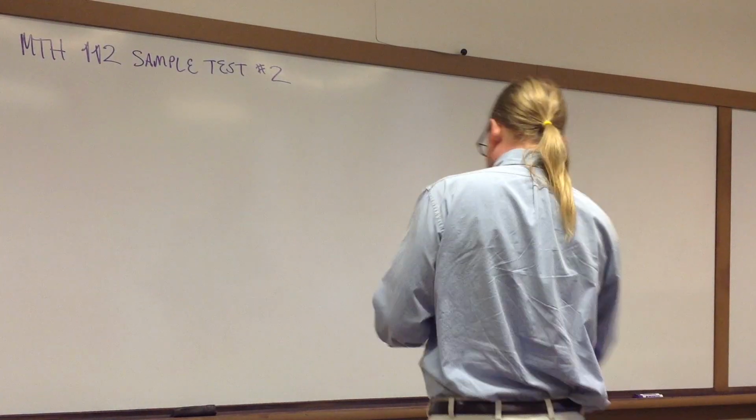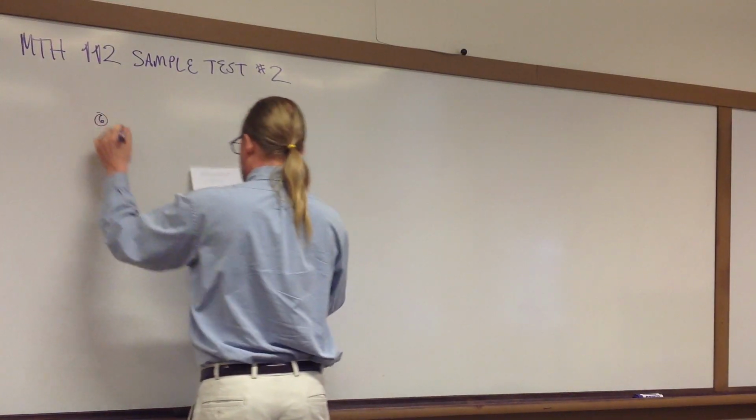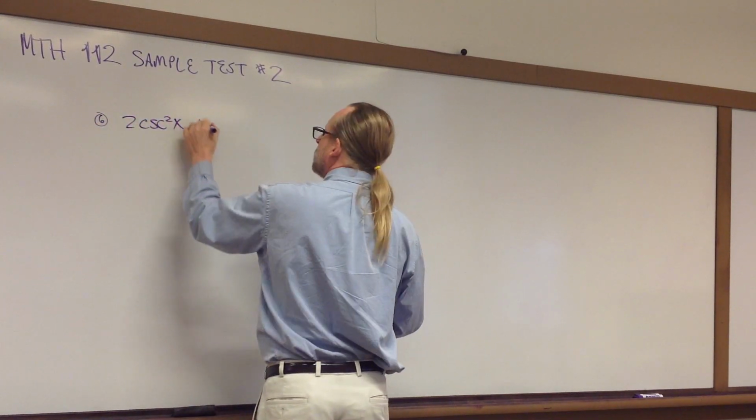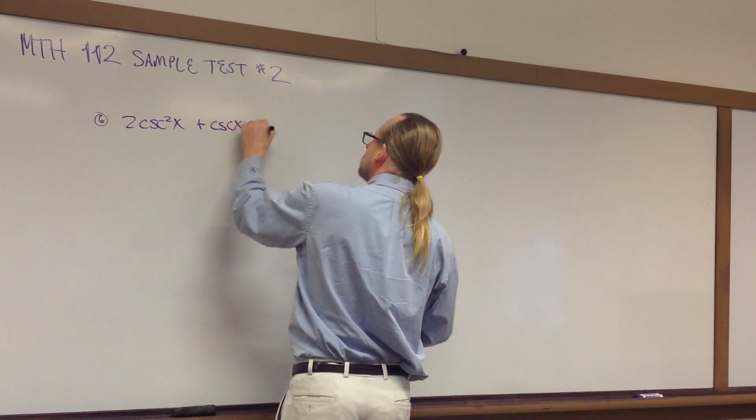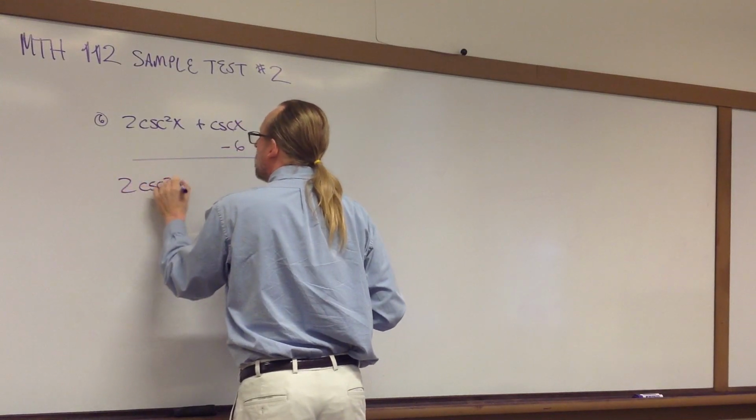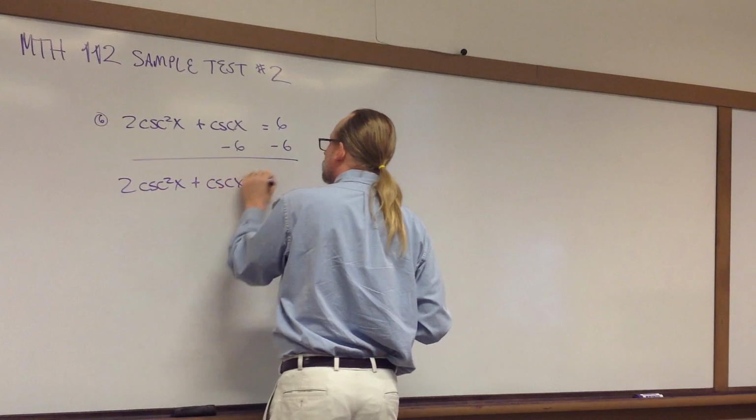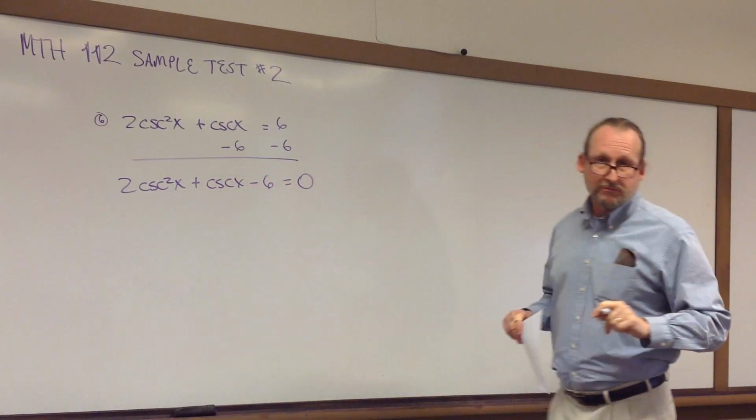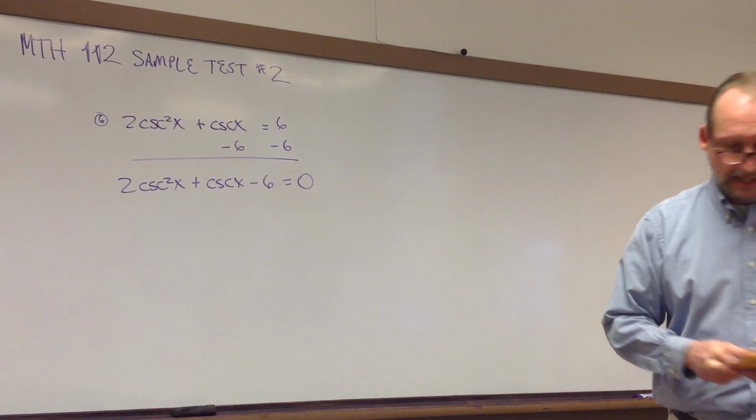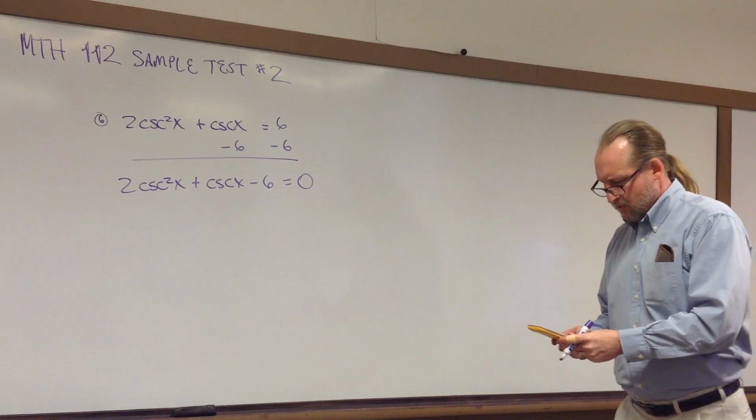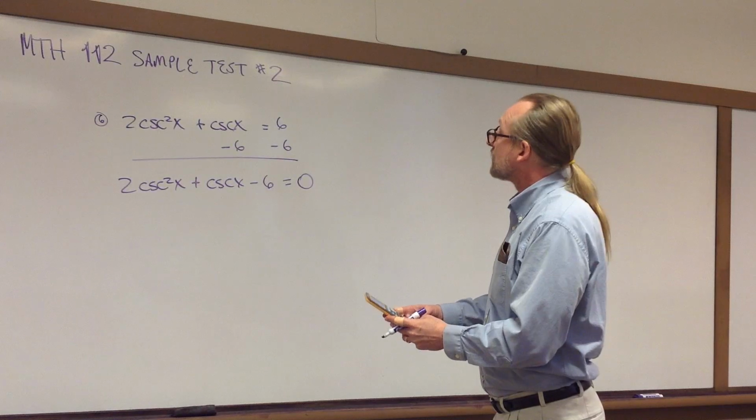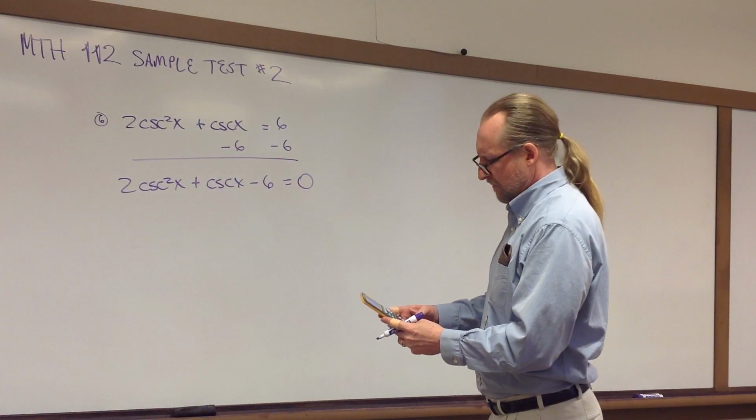Problem 6 is pretty straightforward. We just have a single trigonometric function, the cosecant. We've got 2 cosecant squared x plus the cosecant of x equals 6. And all we need to do to put this in standard form is to subtract 6 on both sides. And there we go. Okay, so now we've got a quadratic equation in standard form. And we'll use the quadratic formula to solve it. Let's see here. 2, 1, negative 6.